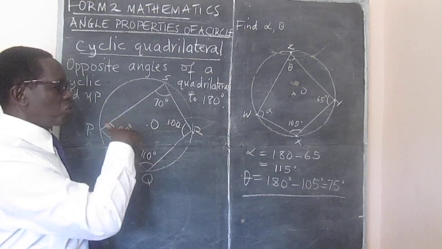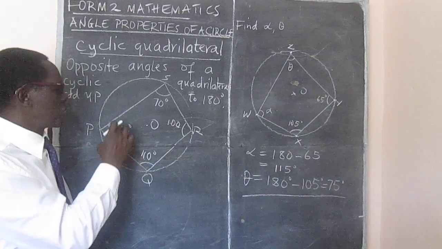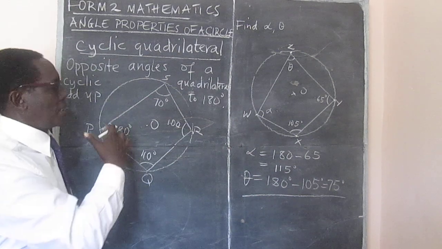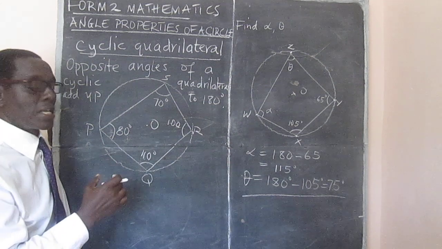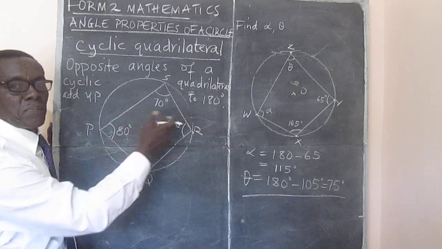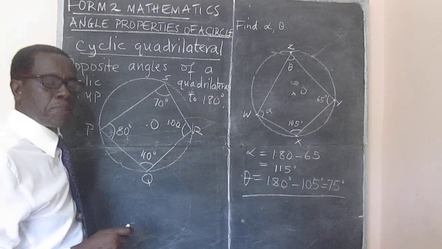So you need to draw this circle. Make sure you draw a particular angle. And as long as you have a cyclic quadrilateral, you can confirm with your protractor that opposite angles of a cyclic quadrilateral add up to 180.